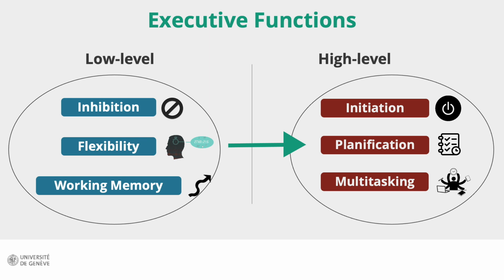So we could take 3 examples of those. It's initiation, planning, and multitasking. Initiation is the ability to start a task, to really engage in an activity. Planning is the ability to mentally anticipate an action, so to break it down in several steps. So we need that to plan the most efficient way to reach our goal. And multitasking is the ability to coordinate multiple activities simultaneously to reach the goal.